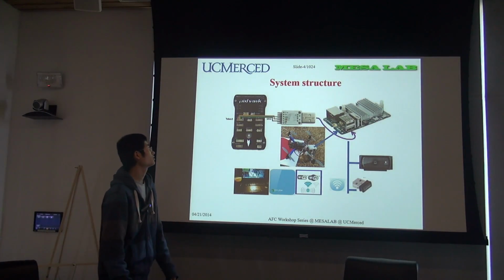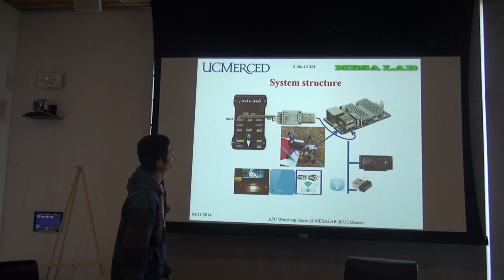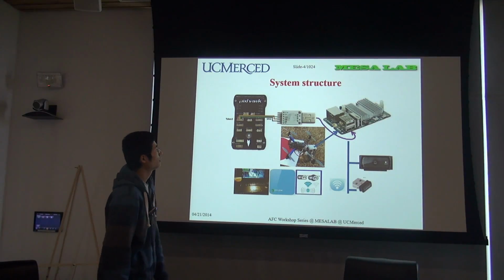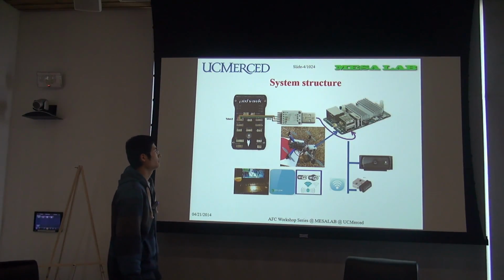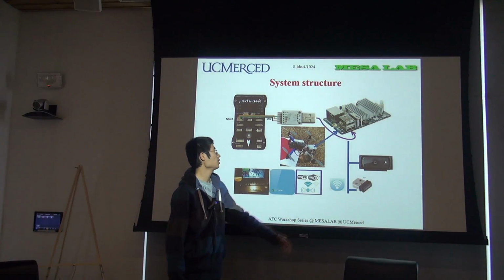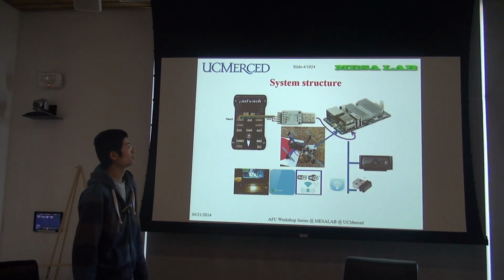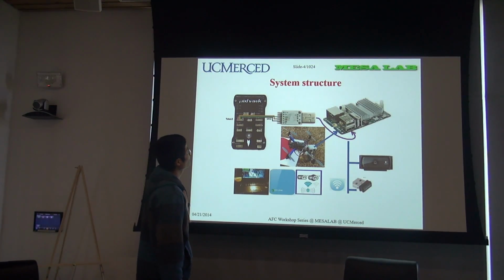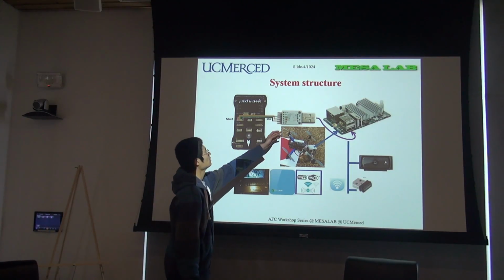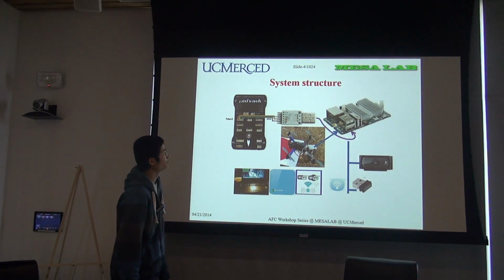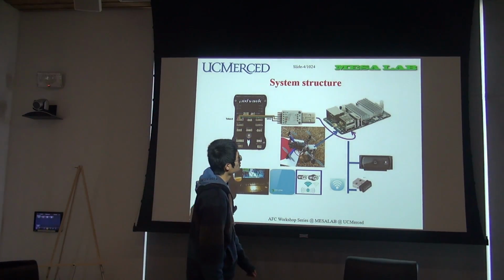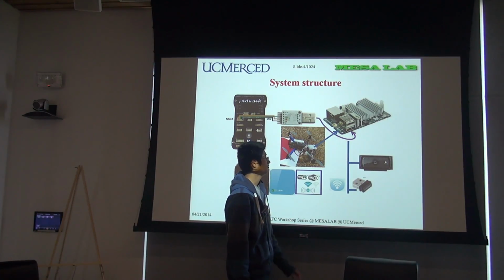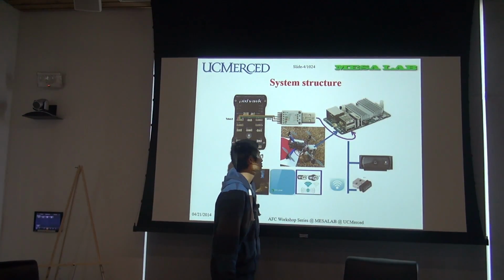Let's see the system structure. The drone is from 3DR. The autopilot is Pixhawk. Then we put an Android, which is the white box. The Android has an Ubuntu operating system. We connected the Android to the Pixhawk with an FTDI cable. We also connected the Android with a Wi-Fi module and a camera.